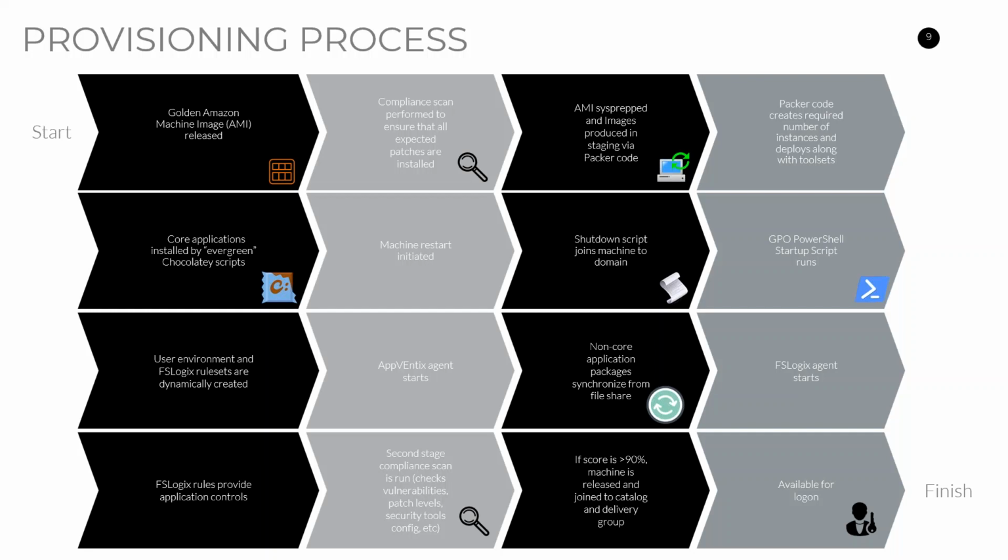It then goes through a restart procedure, a shutdown script which is put on there, joins it to the domain, and then when it comes back up again, it runs a PowerShell startup script that's provided to it via group policy. And this is where it gets really clever again, because this PowerShell script does all sorts of things. It sets up the whole user environment, does a lot of configuration, and starts the App-V Entix agent that brings down all the other applications. But all of this is done completely on the fly. There are no external dependencies.